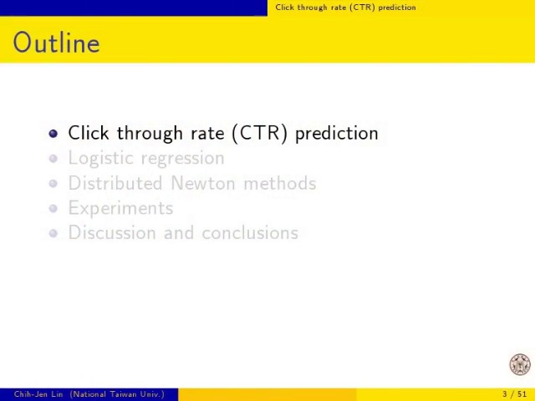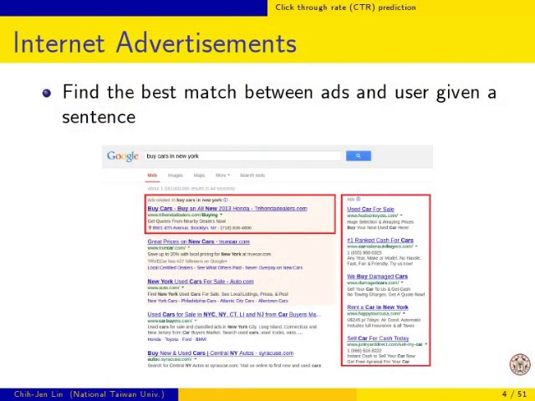So the target application is click-through rate prediction. To talk about CTR prediction, first we need to say a little bit about internet advertisements. The main purpose is to find the match between users and ads. For example, if you type a query at Google, and they want to show you something, they need to match your interests and their available ads.